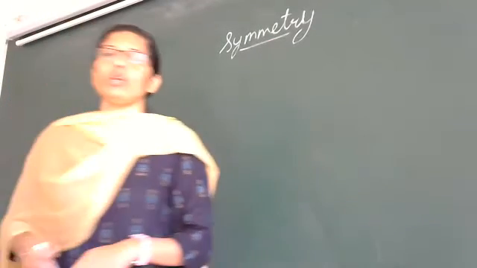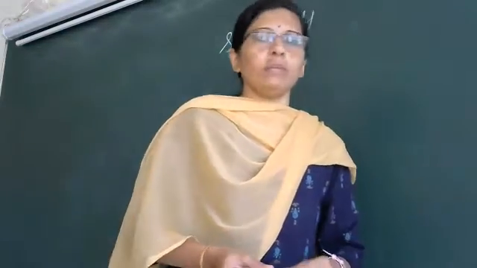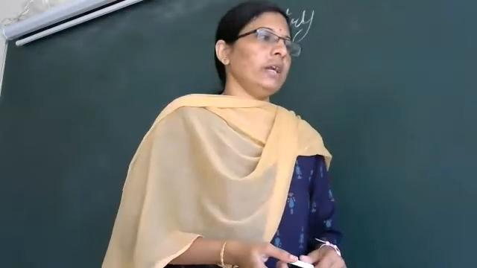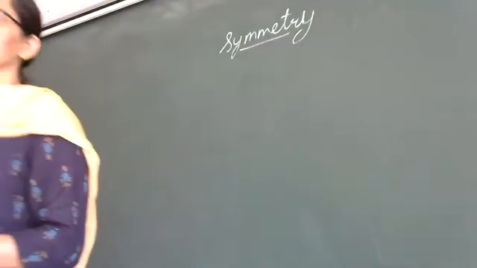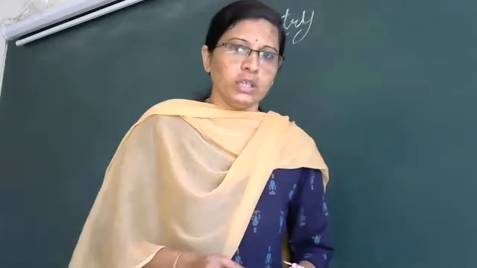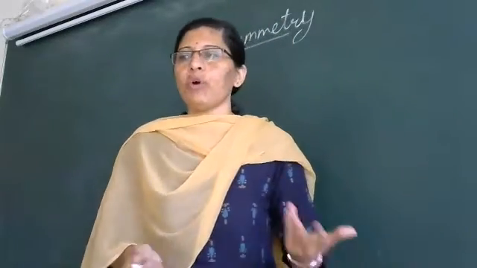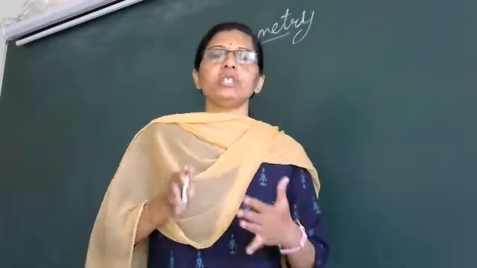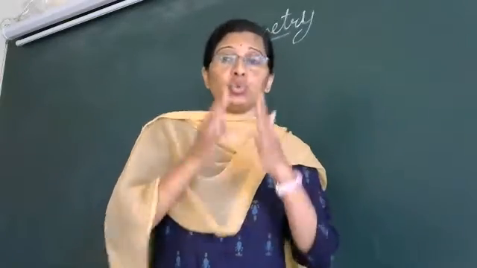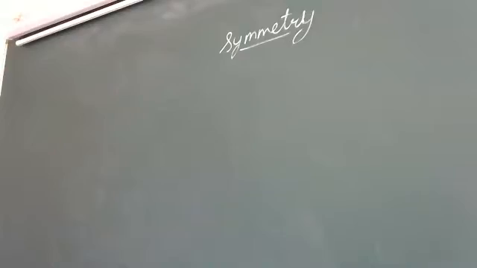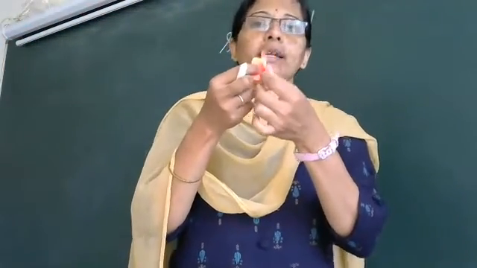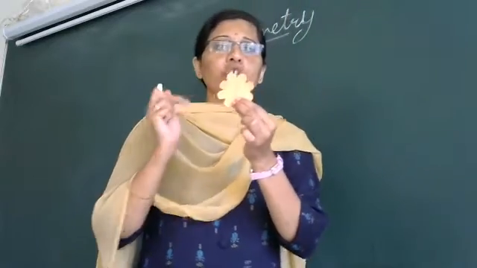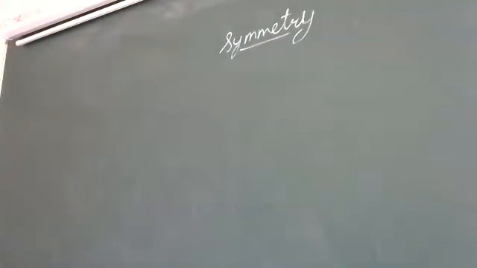Okay. So can you tell me what you mean by symmetry? Yesterday we saw symmetry. Anyone tell? What do you mean by symmetry? Yes, any shape or object or figure which is divided into two identical parts, means both sides should be the same. If we take this flower and fold it in the middle, both sides should be the same. That is a symmetrical shape or symmetrical figure.